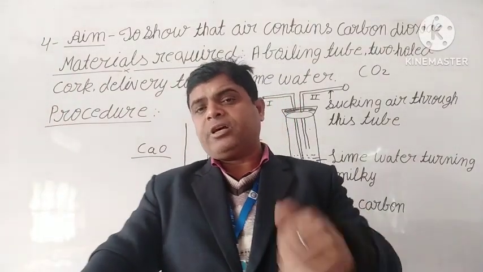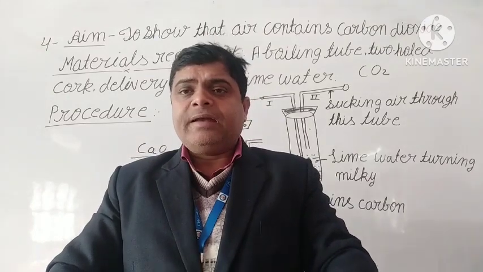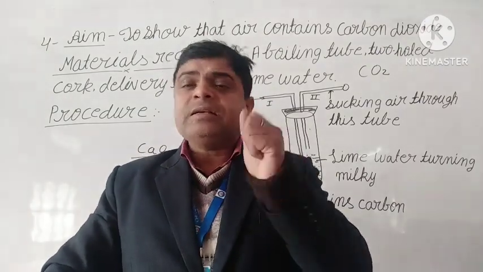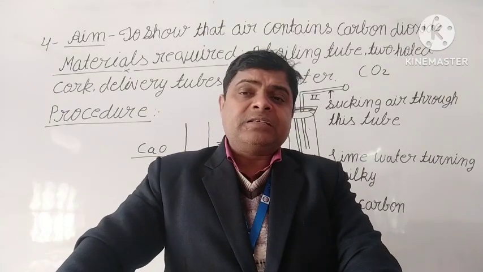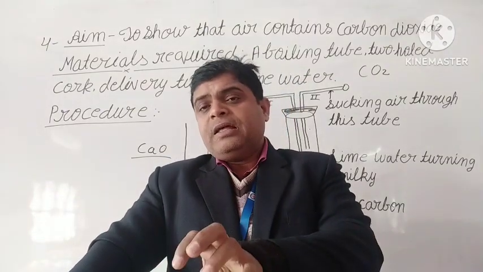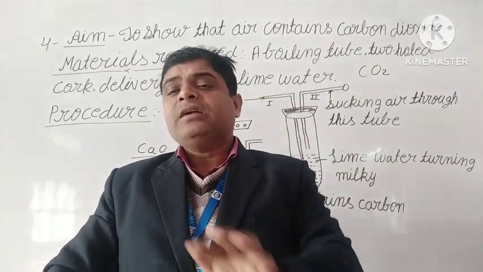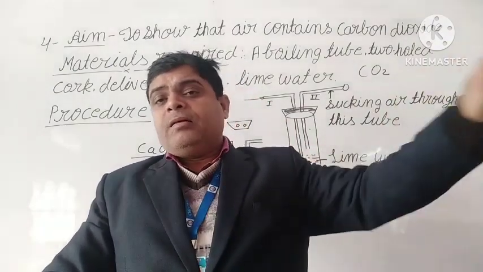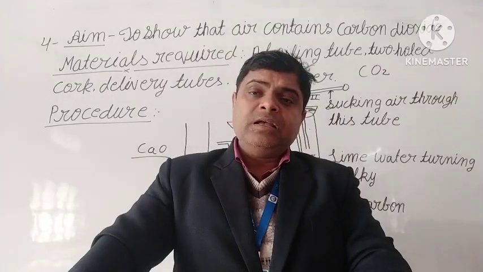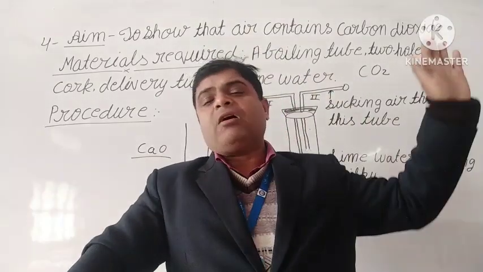Our cells absorb oxygen, and again the cells release carbon dioxide. This carbon dioxide is again absorbed by the blood and changes into deoxygenated blood. This deoxygenated blood is transferred to the lungs, and from the lungs it goes outside.